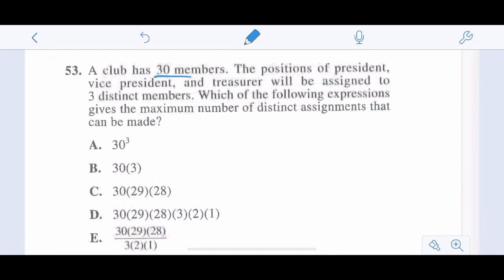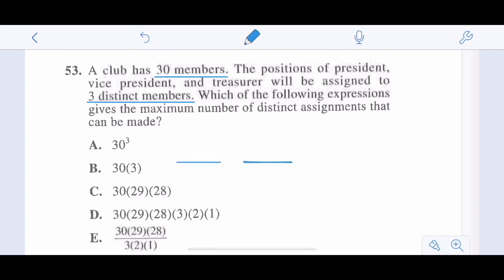A club has 30 members. The positions of president, vice president, treasurer will be assigned to 3 distinct members, so no one can be both the president and the treasurer. What's the maximum number of assignments that can be made? This is just permutations, combinations.